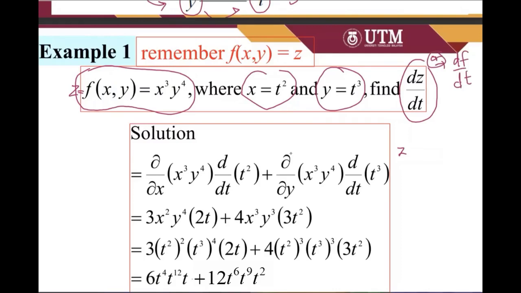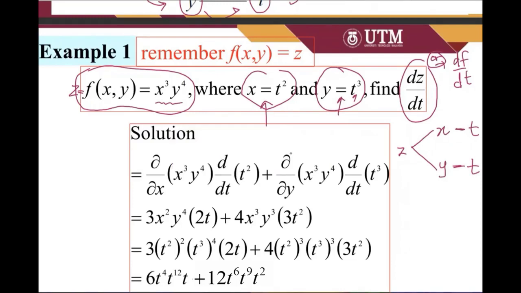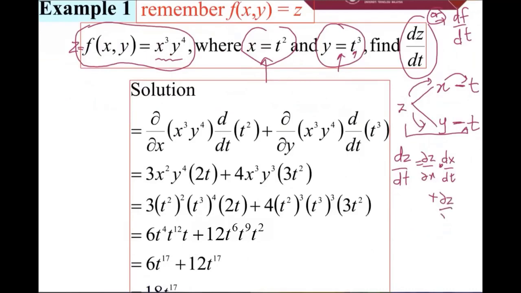So z consists of what variables, class? Function of two variables, x and y. And x consists of what variable? t. And then you check y consists of what variable? t, right? We just do again the tree so that if you answer the question, you can remember the tree is like this. So the question asks you to find dz dt because z consists of t only, right? So first we have to differentiate. So we get del z del x multiply dx dt, and then plus del z del y multiply dy dt.